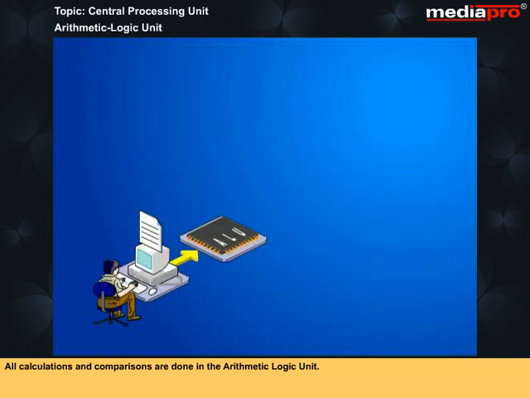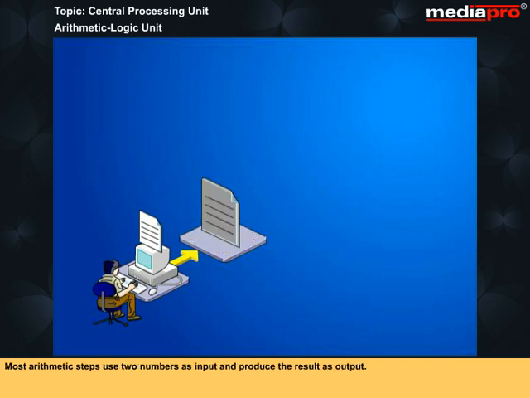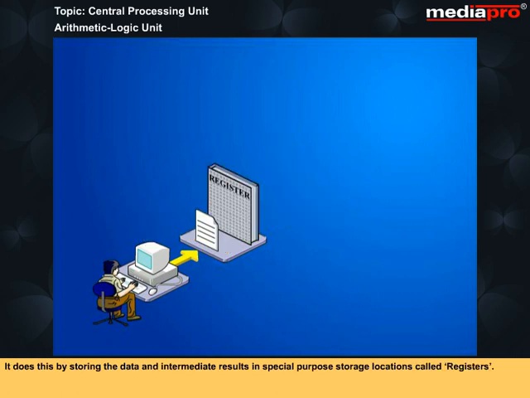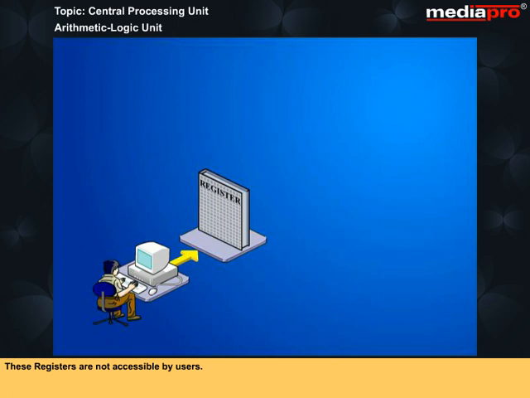All calculations and comparisons are done in the arithmetic logic unit. Most arithmetic steps use two numbers as input and produce the result as output. Hence, every ALU is designed to manage two data words and the result. It does this by storing the data and intermediate results in special purpose storage locations called registers. These registers are not accessible by users.